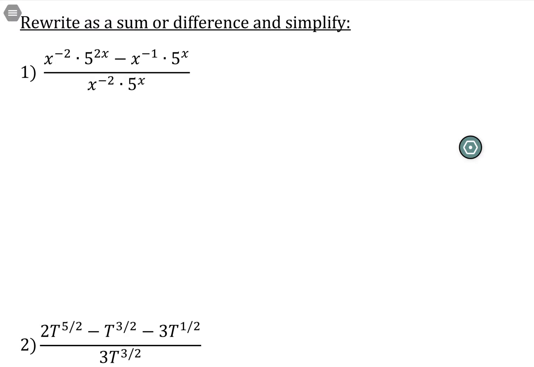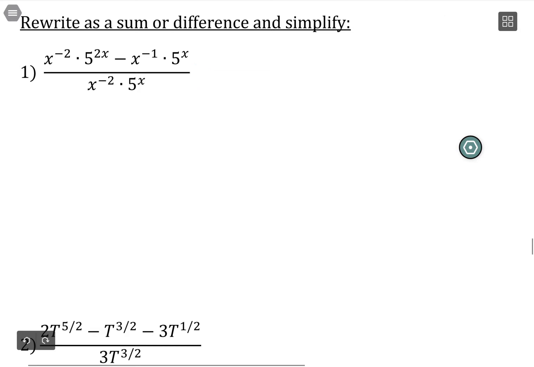The next set of directions you should run into is all about rewriting messy expressions: rewrite as a sum or difference and simplify. Mostly you should see quotients that we want to rewrite as addition or subtraction problems. So the big fraction bar is the big operation. This is a division problem first and foremost.